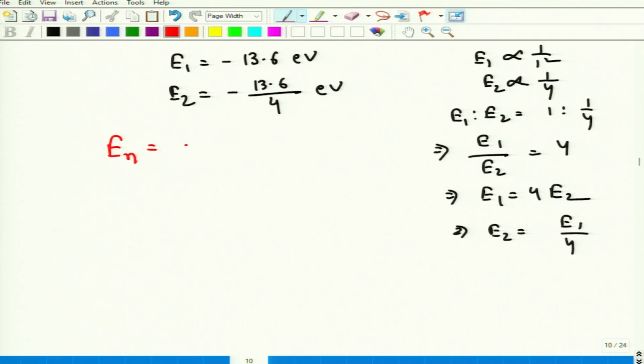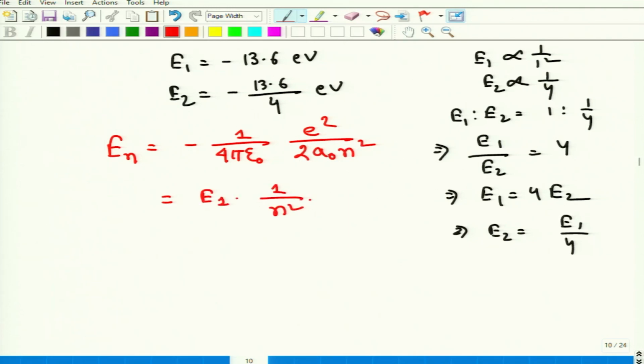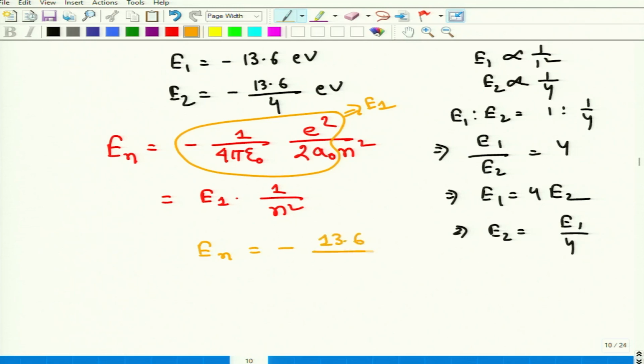It is easy because En is 4 pi epsilon naught, e square by 2 a naught n square. So, we can write it as E1 into 1 by n square, because this part is E1. So, the form is En equals minus 13.6 divided by n square, a very important formula.